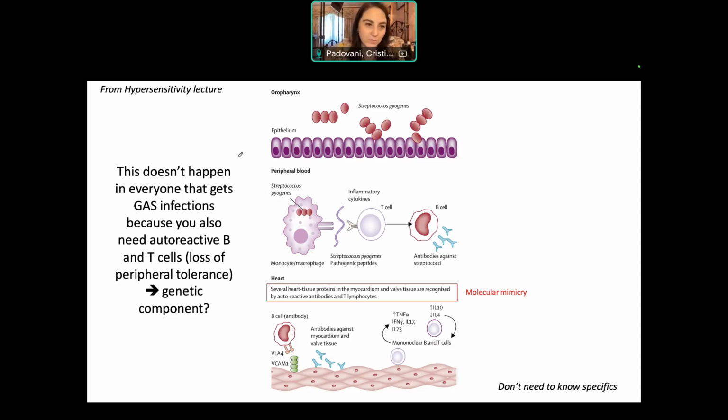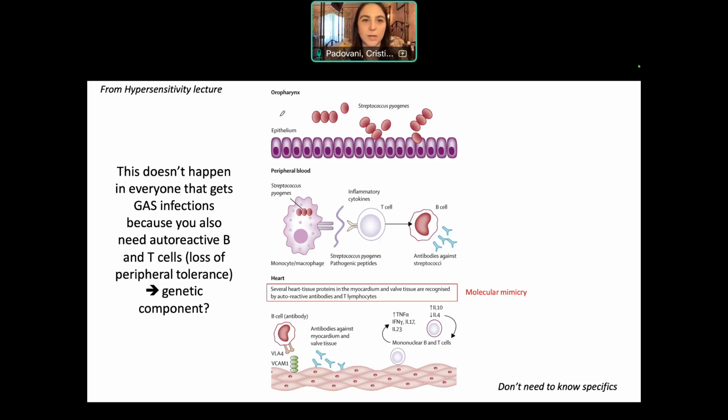Again, this doesn't happen in everyone that gets group A strep infections. You also remember this needs to be in people that have these autoreactive B and T cells for whatever reason. In those people, they have a loss of their peripheral tolerance. Maybe there's a genetic component, who knows, with these autoimmune things. But what I want to throw out here is you don't have to really know the specifics of this.